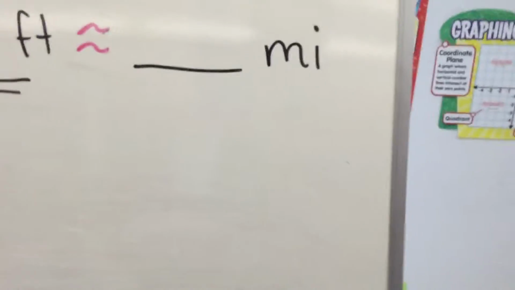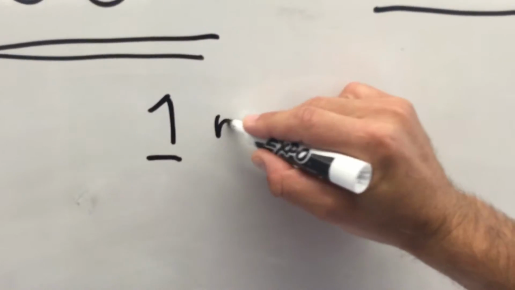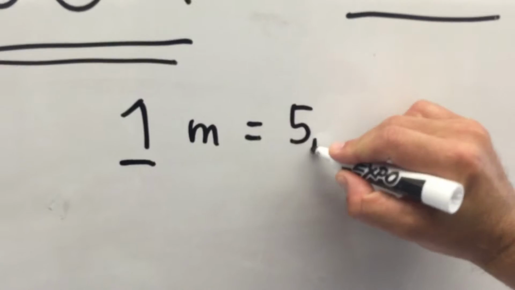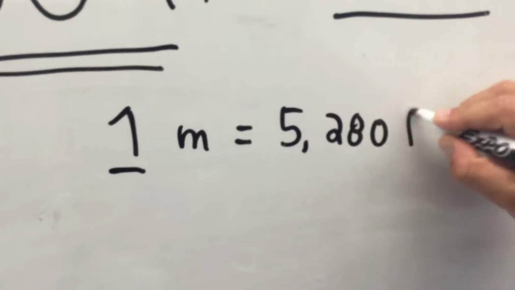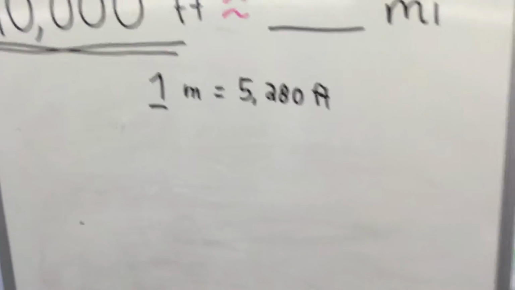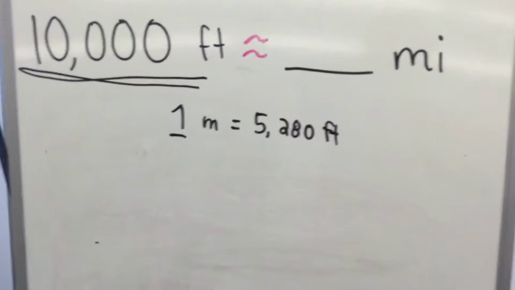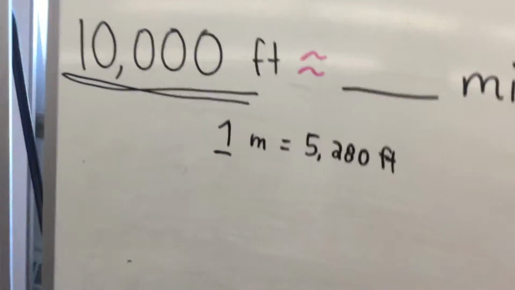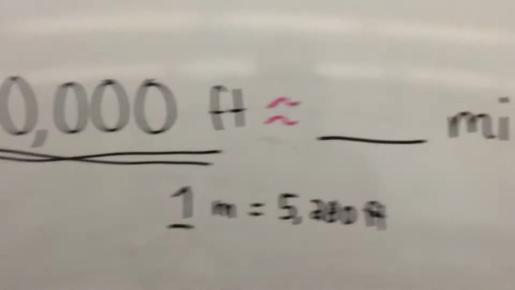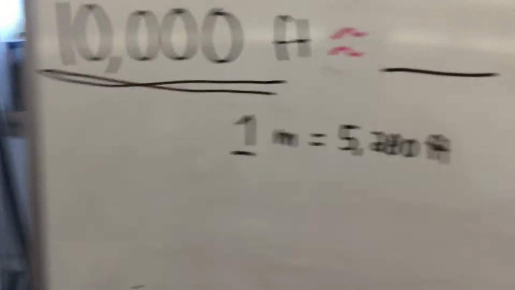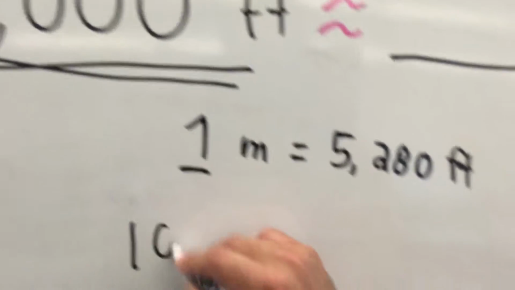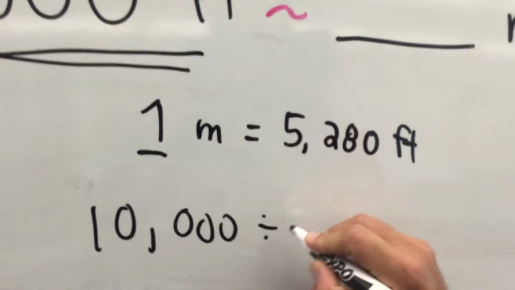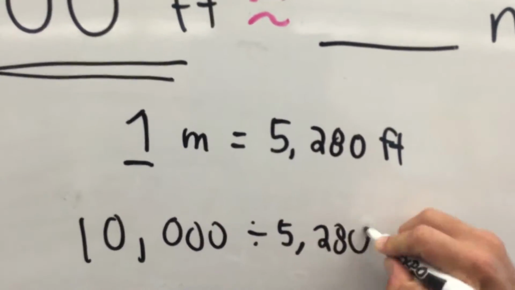So what I'm going to do is I'm going to find the conversion. I actually know this one. It is 1 mile is equal to 5,280 feet. Okay, that's what I'm going to use. Now, once I know this, I'm either going to multiply or divide the known amount by the conversion factor. We know 10,000 feet. Okay, if I'm trying to find feet to miles, I'm going to need to divide. So I'm going to do 10,000 divided by 5,280. Let's use the old trusty calculator, shall we?